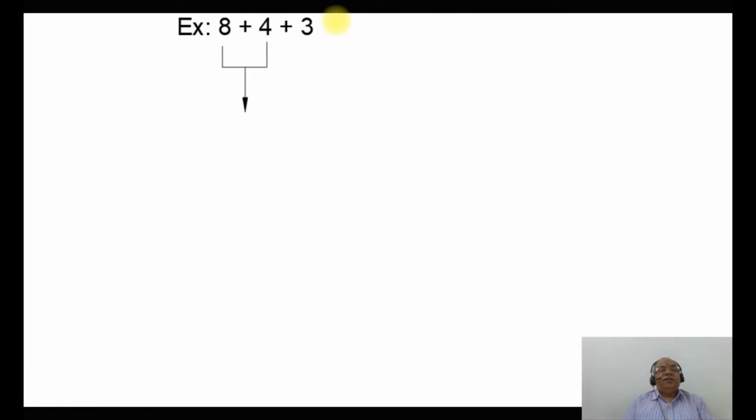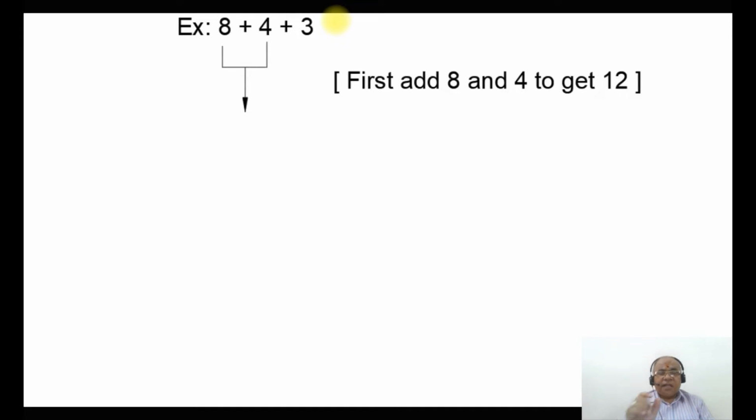Now, suppose you consider the example 8 plus 4 plus 3, what happens? We go from left to right. First add 8 plus 4, so it becomes 12.